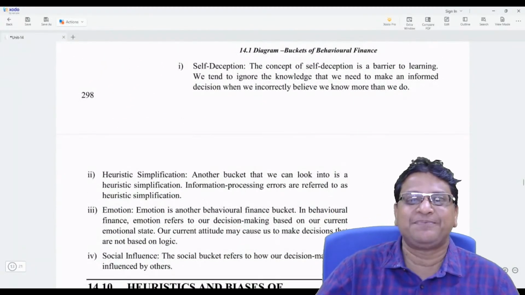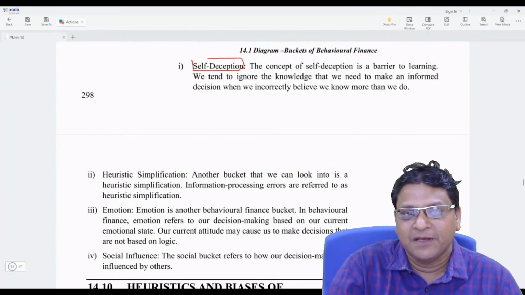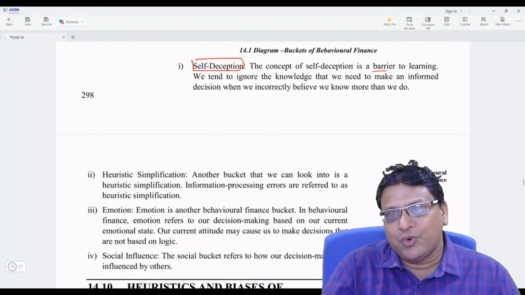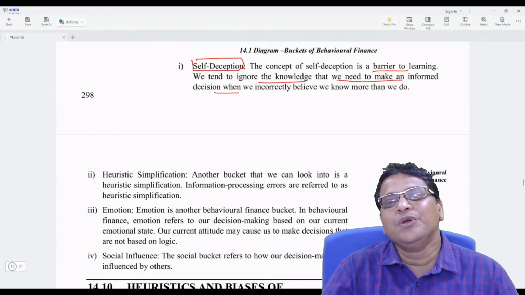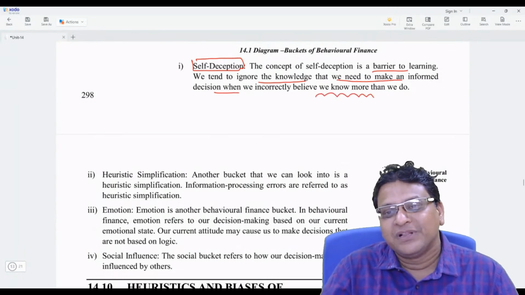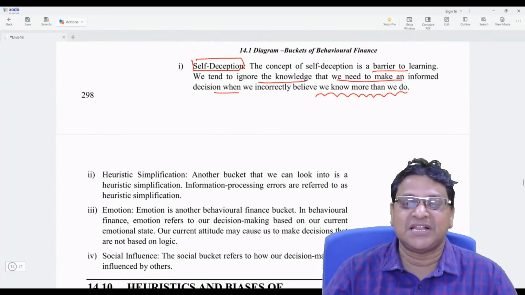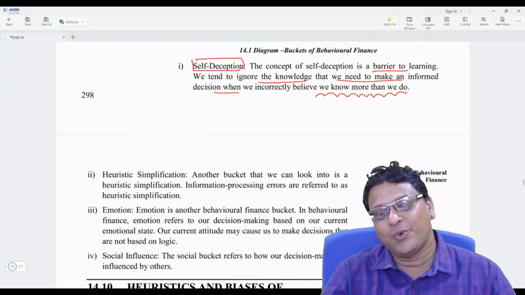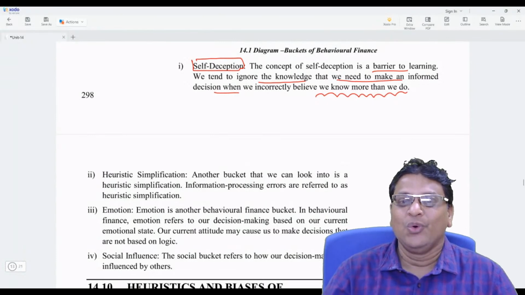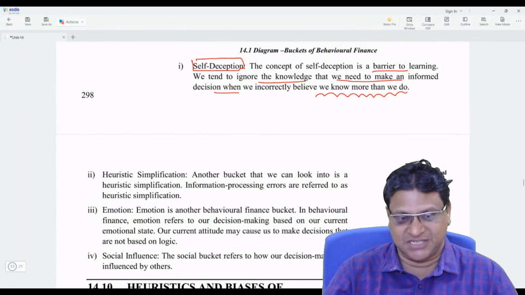First one is self-deception. What is self-deception? Self-deception means it is a barrier to learning. In this case, we ignore the knowledge that we need to make an informed decision. We believe that we know more than we do. We deceive ourselves by telling ourselves that we know everything. One person cannot know everything. So we have to accept our ignorance and we have to search for new knowledge.